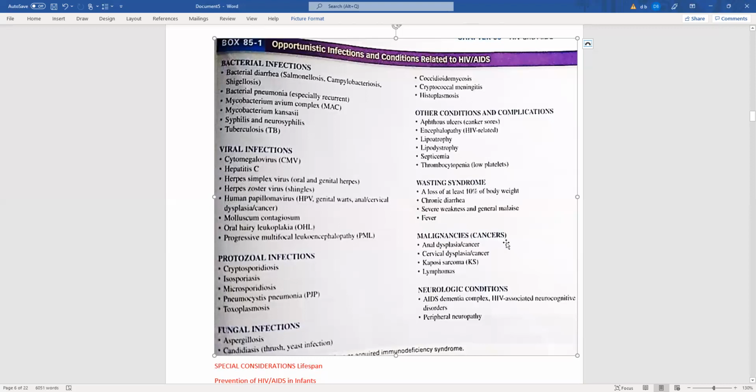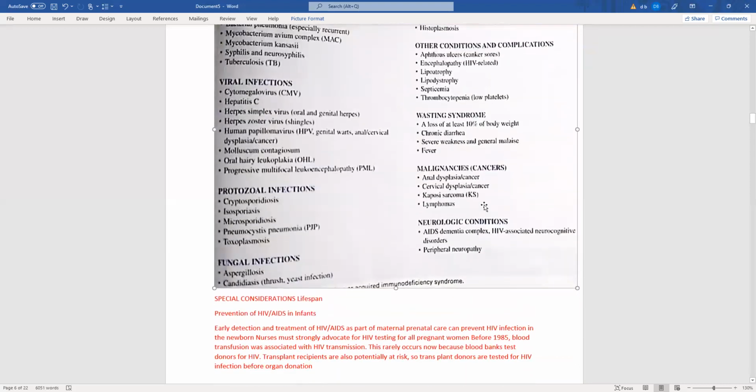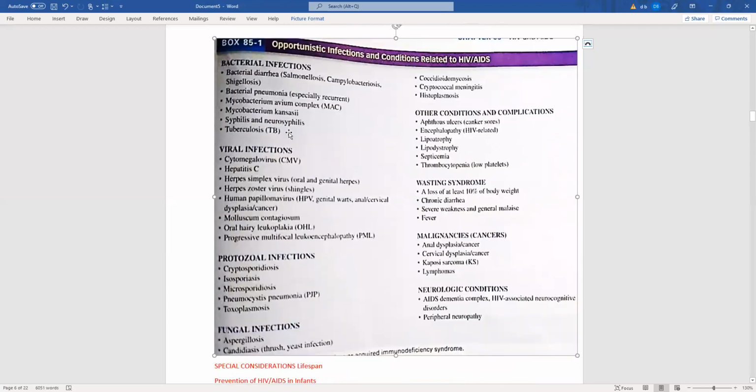And then you got malignancies, which is cancer. So you got anal dysplasia cancer, cervical dysplasia cancer, Kaposi's sarcoma, lymphomas for the malignancies, and then neurologic conditions: AIDS dementia complex, HIV associated neurocognitive disorders, and peripheral neuropathy. So go over this like 5 times or however many times you have to. Make individualized cards so you know what goes with what.